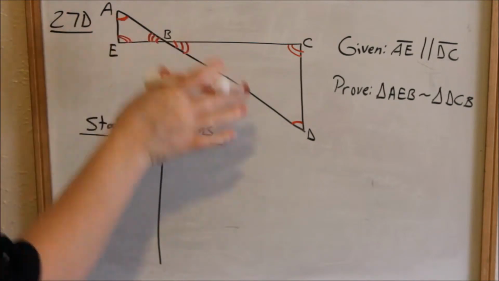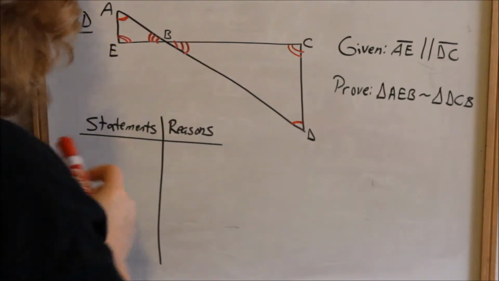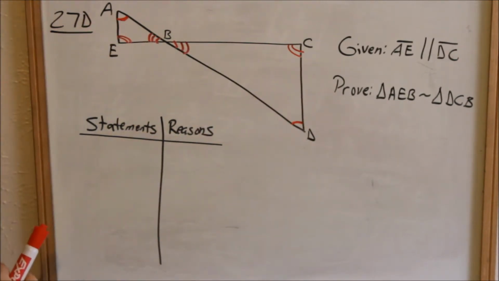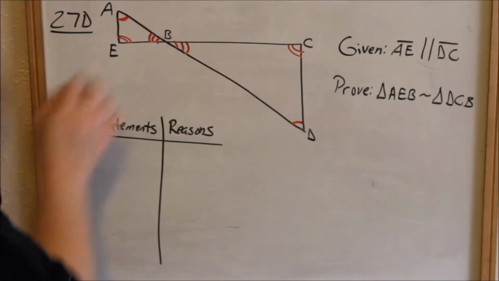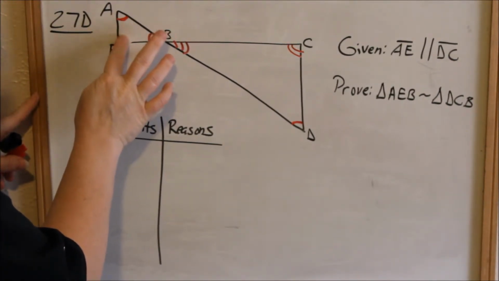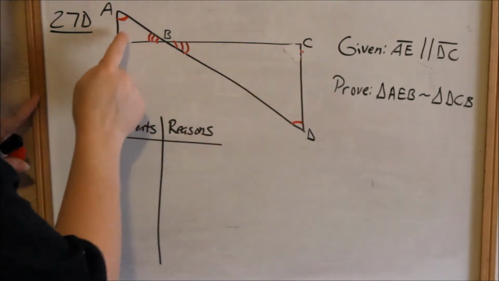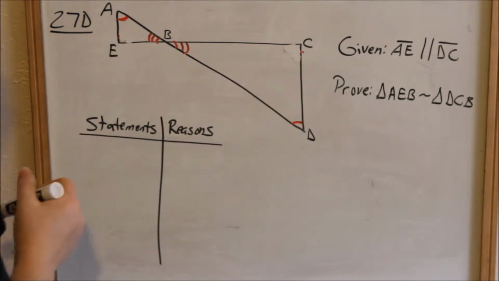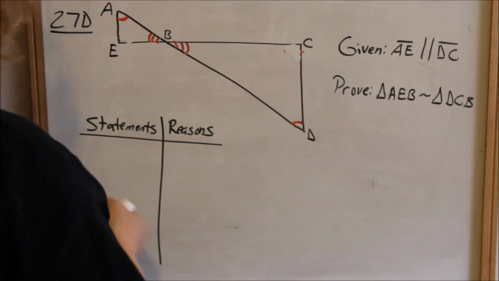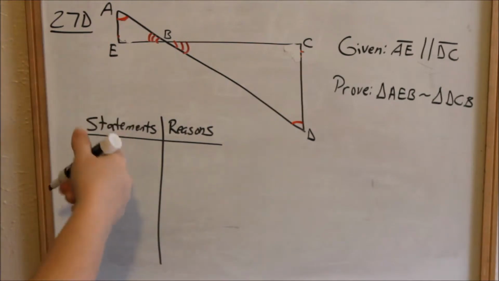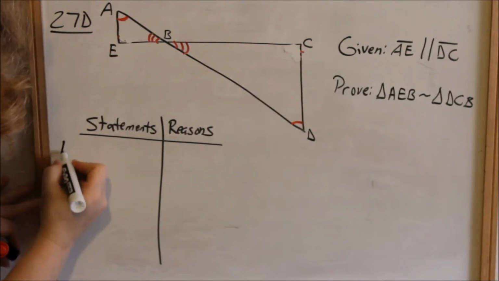So in this picture, we know that all three angles are congruent, and we can prove that. But to say that they are similar, we only have to use two of them. So I'm going to erase this one, and I'm just going to use the two that I have drawn there. Because to show that triangles are similar, I only have to have AA, which is two angles. So now I'll start with my statements and reasons.